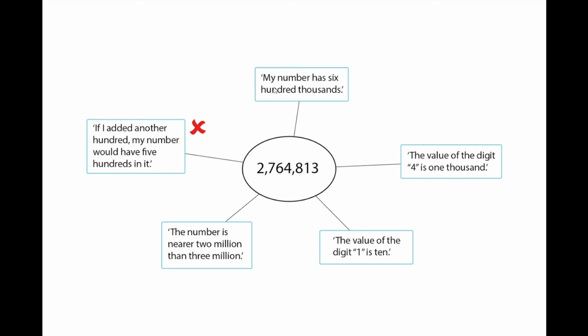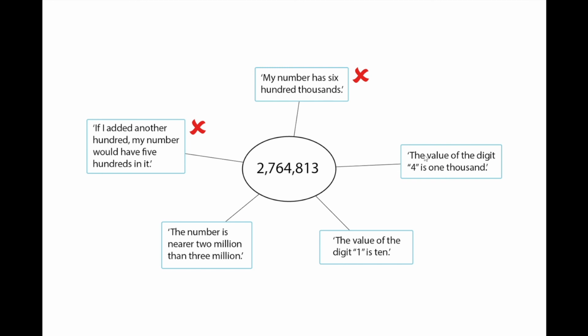Next statement. My number has 600 thousands. Does it? No, of course it doesn't. It has 6 10,000s. There are 7 100,000s. The digit 7 is in the 100,000 column.